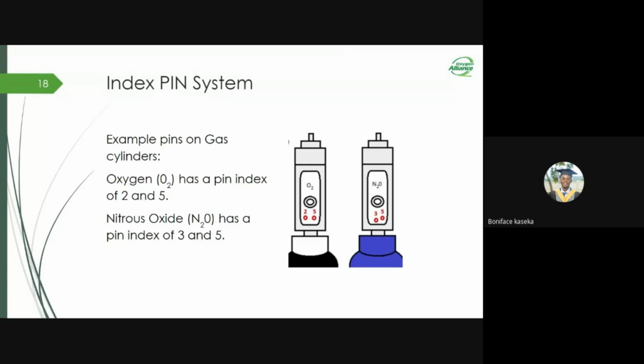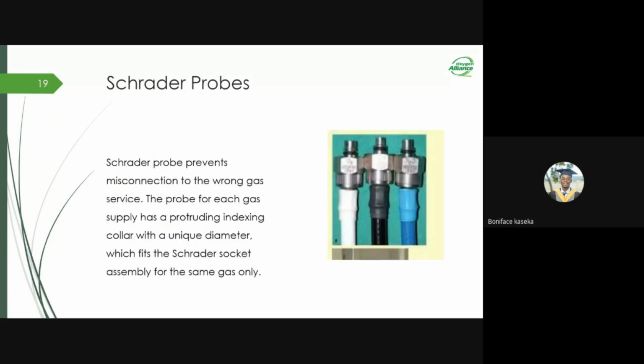Another thing that we're going to look at is when we are using the pipeline system. As I've already said, the pipeline system is the one that is used in hospitals. So here you're using the hose pipes, and of course, at the end of the hose pipes, we have what we call the probes. These are the Schrader probes. These probes are of different diameters to correspond to the gas that they are transferring. This is just another safety precaution to avoid the administration of the wrong gas.